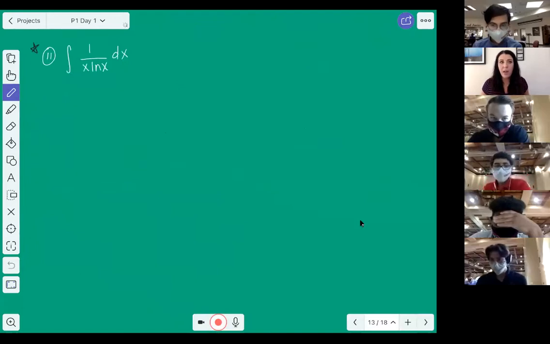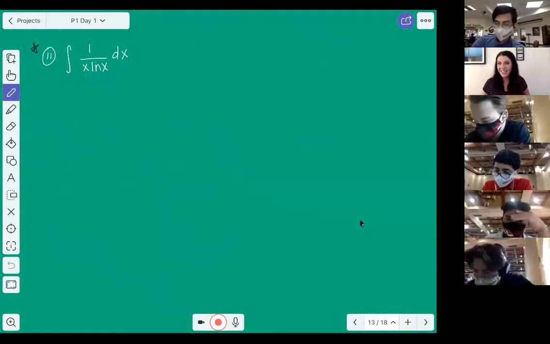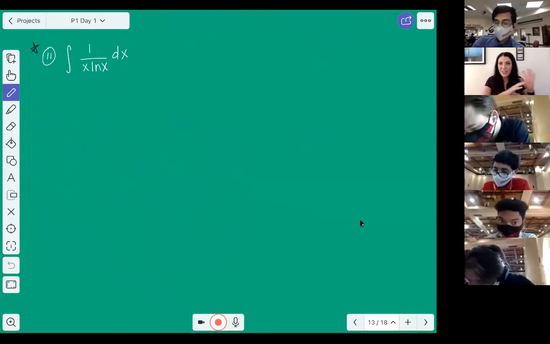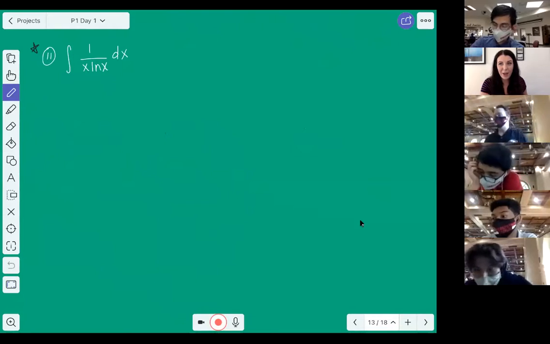So this next problem, go ahead and write this down. This one's a fun one. Gets a little tricky. This is going to use kind of several different examples we did over the last couple days. We have 1 over x times ln x. Again, you might think about how you could rewrite this.